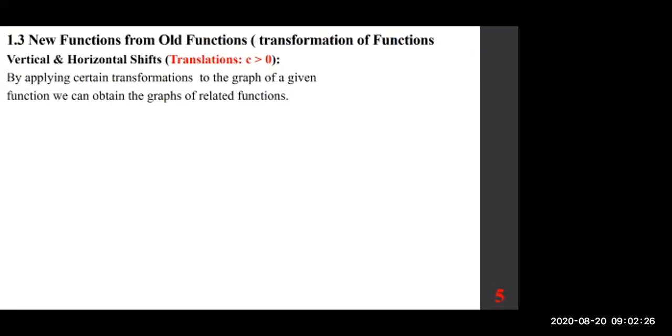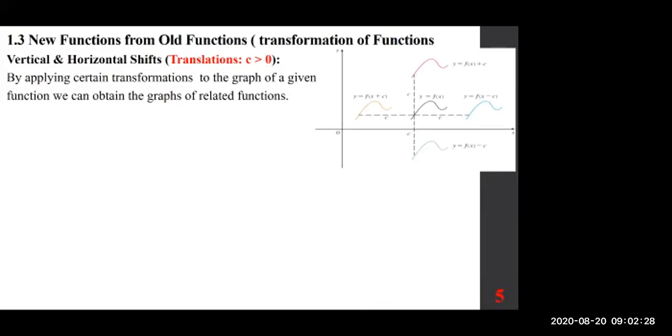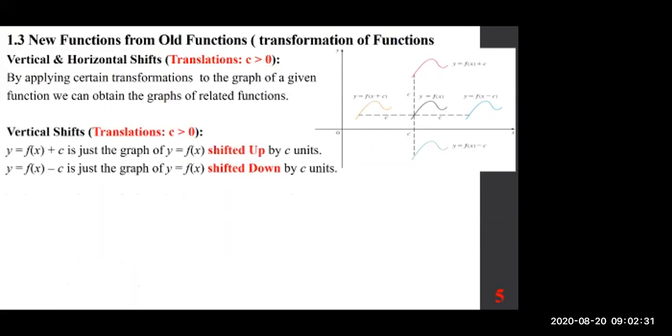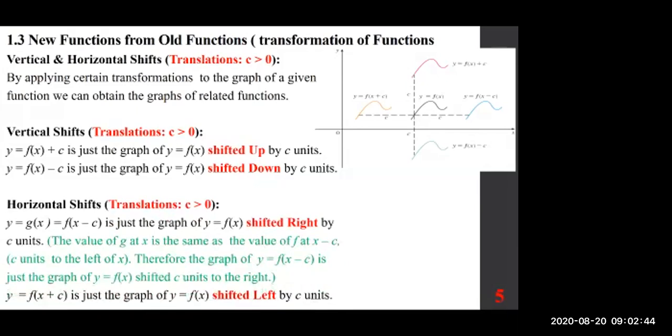To make life easy, we assume c is positive. If you look at the graph, it shows you what's happening. First, the vertical translation, basically, f of x plus c, that means if you have the function f of x, it shifts up by c units, and f of x minus c shifts down by c units. In the case of f of x minus c, it shifts to the right by c units. We are assuming c is positive, class, to make this easier to understand. And if it's f of x plus c, it shifts to the left by c units.